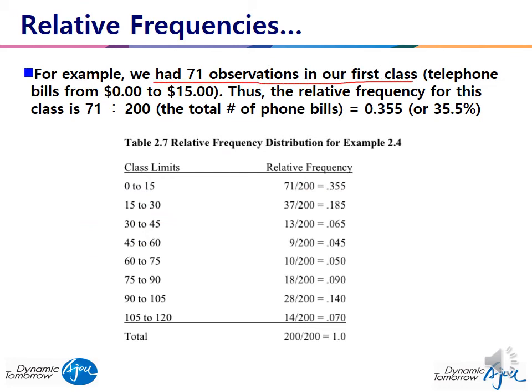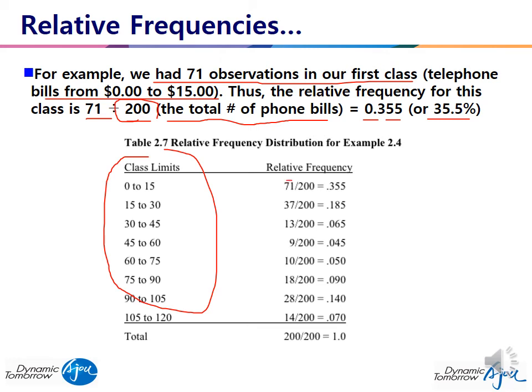For example, we have 71 observations in our first class, telephone bills from 0 to 15. Thus, the relative frequency for this class is 71 divided by 200. The total number of bills is 200, right? So we get 0.355, which is 35.5%. From this, these are the class limits, and these numbers are frequencies. Then divided by 200, we get the relative frequency.